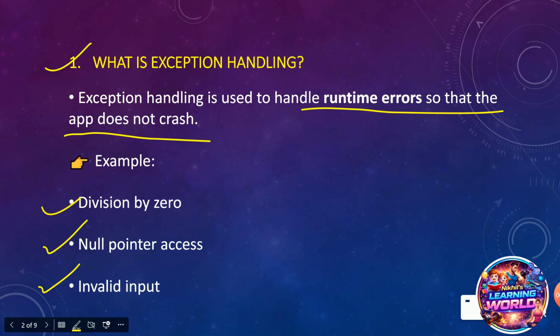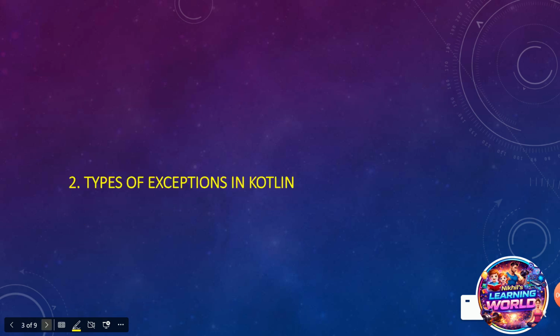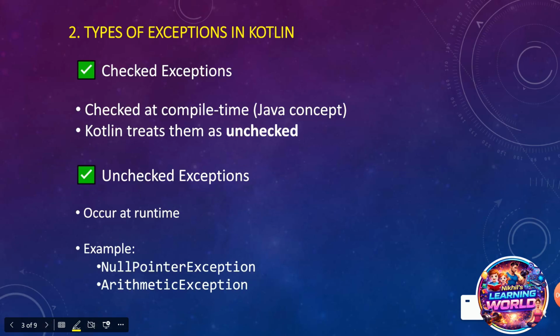Whenever this kind of error occurs during our program execution, we need to handle that exception. There are two types of exceptions in programming, in Kotlin as well: checked exception and unchecked exception. So what is a checked exception? A checked exception is a compile time error.